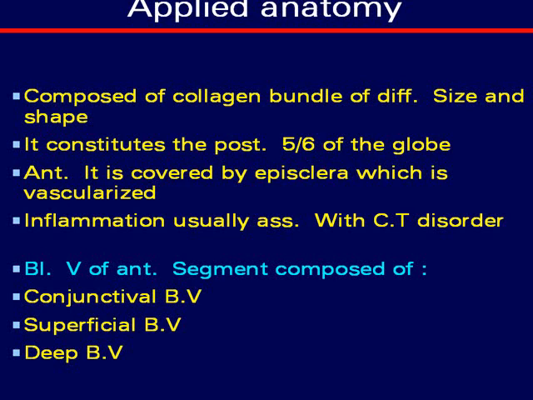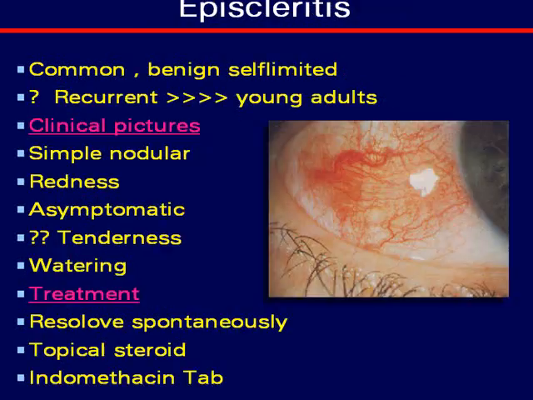And the blood vessels supplying the sclera mainly come from the conjunctival blood vessels, or superficial blood vessels, or deep blood vessels. Now episcleritis, which is a benign lesion, usually recurrent, can take the form of small nodular episcleritis or diffuse episcleritis. Patient will present with localized redness and watering of the eye.